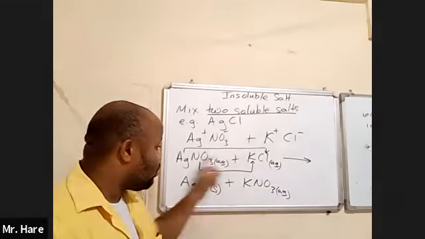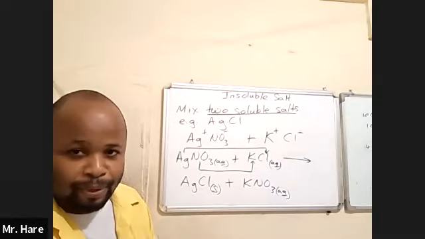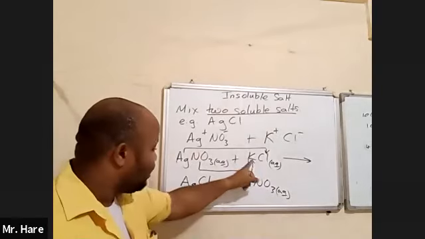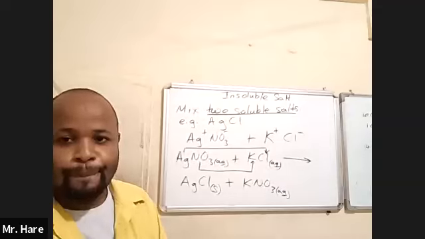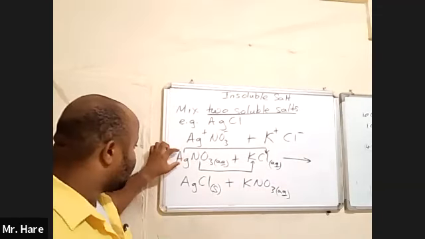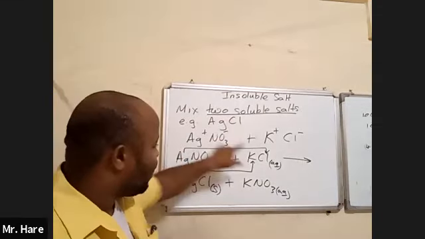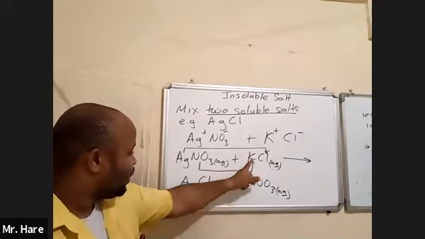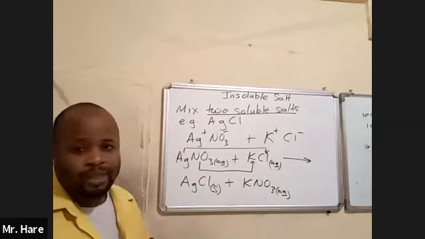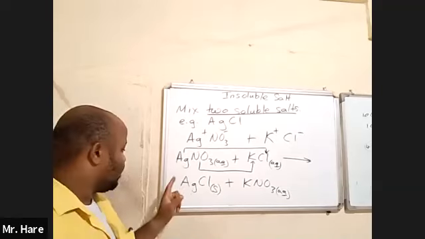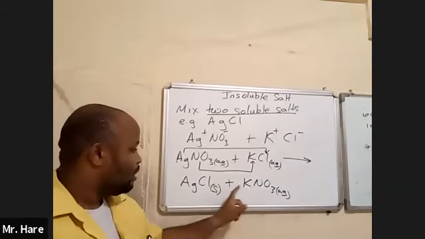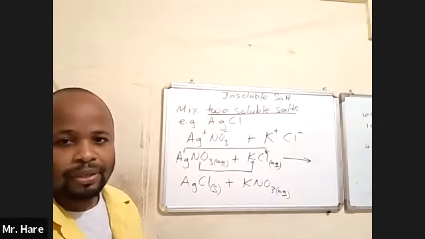When you mix the two of them, what is going to happen is that the positive ions are going to trade places. So silver combined with chlorine and potassium combined with nitrate. And so you get silver chloride plus potassium nitrate.